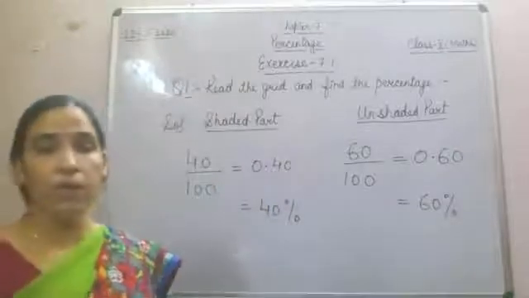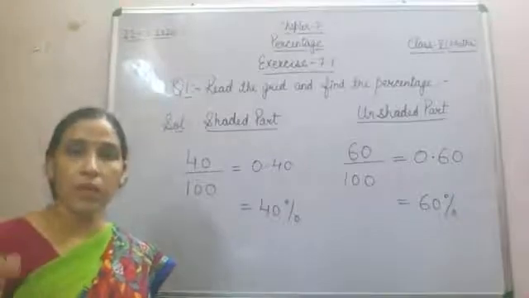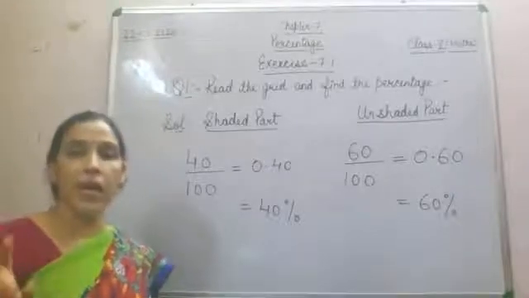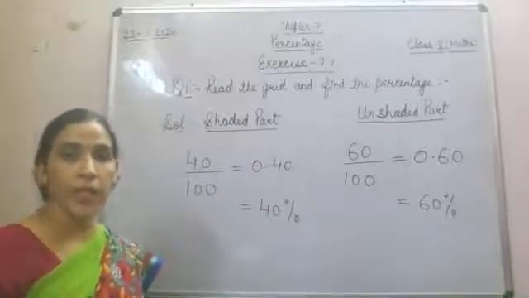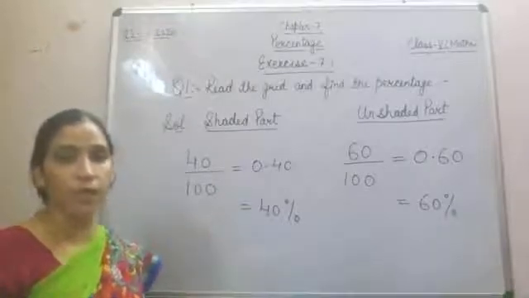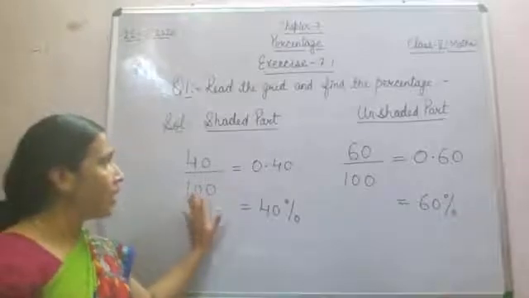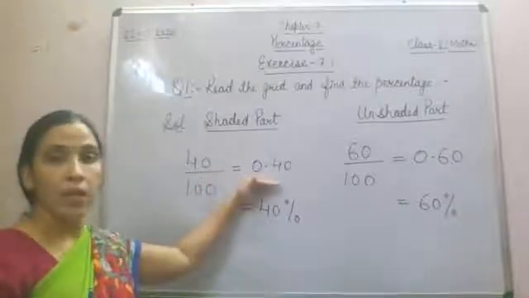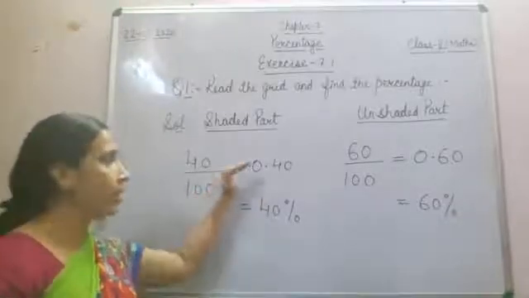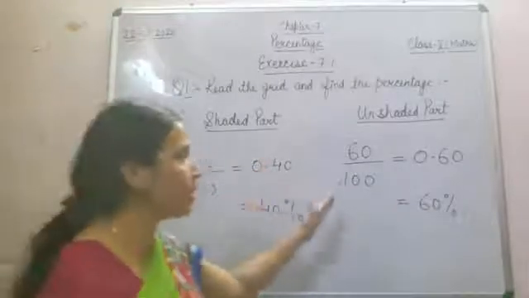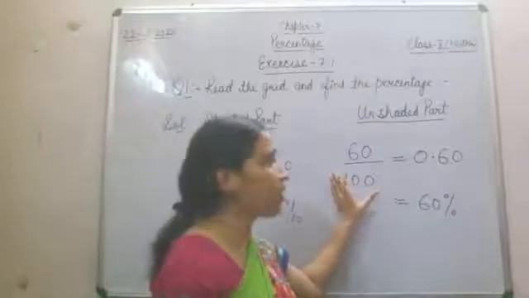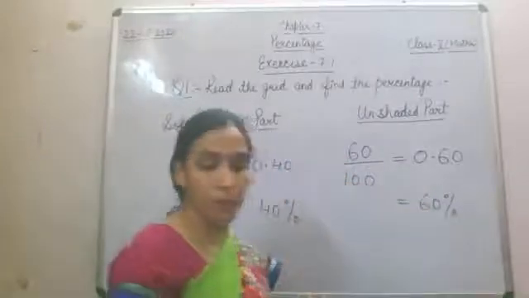So this is what we have done. Here you have been given a grid and in that particular grid, a particular portion was shaded. You are supposed to find out the shaded part in the fraction, then in decimal and then in percentage. Similarly, represent the unshaded part using fraction, then decimal and then percentage.